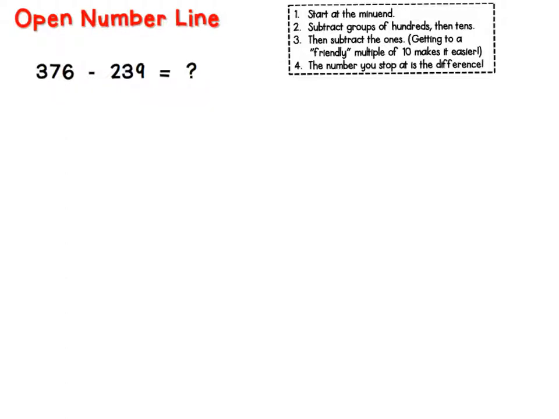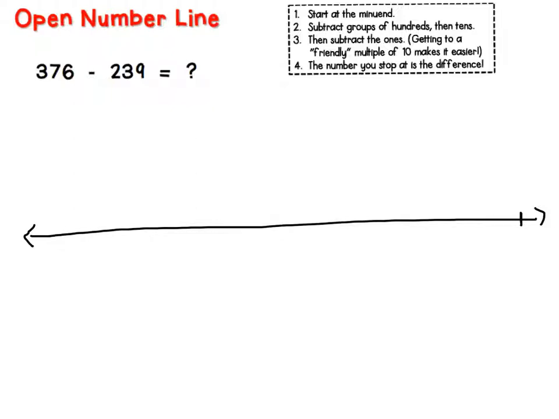Okay. Again, we're working with subtraction with the open number line strategy. And here's our equation. We're going to start with 376 and we're going to take away 239. Here comes our tricky vocabulary again. Our first step in subtracting is to start with the minuend. That's the amount that I start with. So I'm going to go ahead and draw my number line. And since I'm going to be taking away, I'm actually going to start over here because I need to leave space to take away. So I know I'm starting with 376.